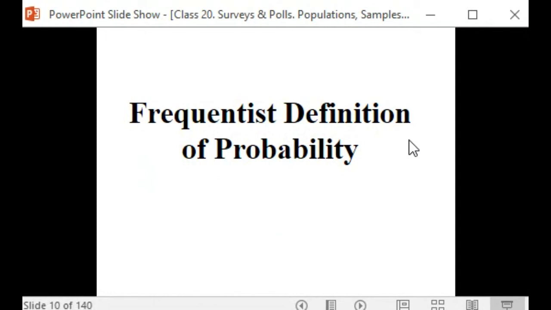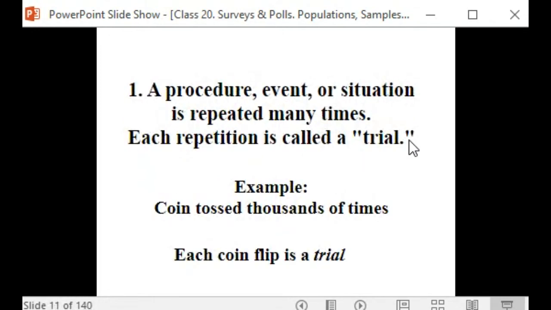During the last class, I introduced you to the frequentist definition of probability, which is the definition most commonly used by mathematicians. This definition begins with some procedure, event, or situation that's repeated many, many times. And each repetition is called a trial.